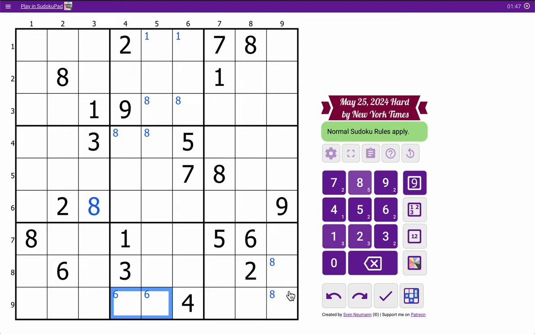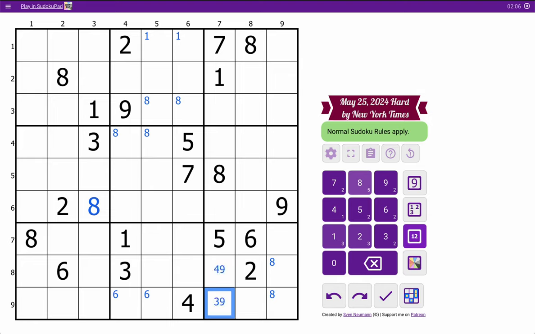Well, the right-hand side of the grid looks interesting. I've got 7, 1. I have 1, 5, 7, 8. I need 2, 3, 4, 6, 9. Well, neither of those can be 2 or 6. So this ends up as 4 or 9. That one's 3 or 9.